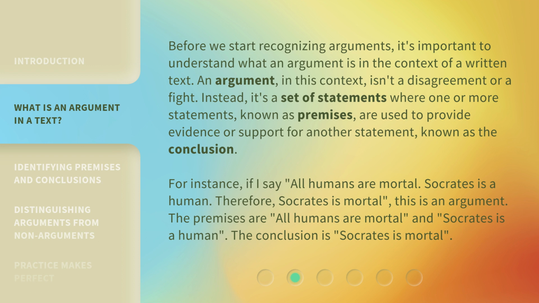For instance, if I say, "All humans are mortal. Socrates is a human. Therefore, Socrates is mortal," this is an argument. The premises are, "All humans are mortal," and "Socrates is a human." The conclusion is, "Socrates is mortal."